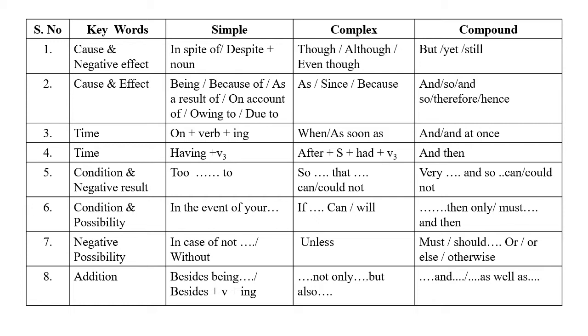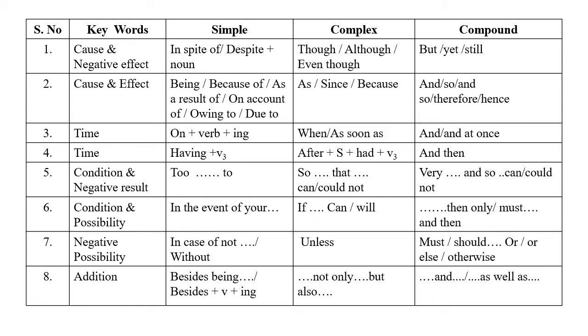Then type 2, cause and effect. Being, because of, as a result of, on account of, owing to, due to in simple sentences. As, since, because in complex. And, so, therefore, hence. These are all keywords to identify the second type of sentence. The third type: on plus verb plus ing, when, as soon as, and at once. Fourth type also refers to time: having plus V3, after plus subject plus had plus V3, and then.